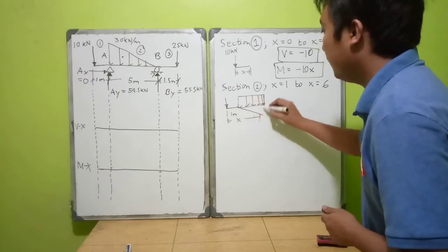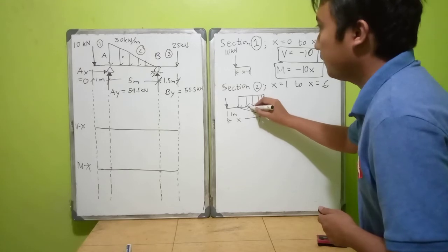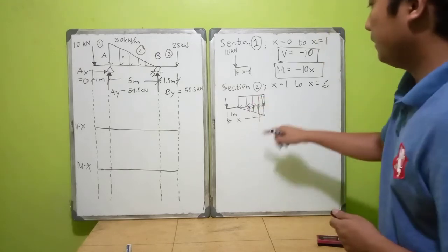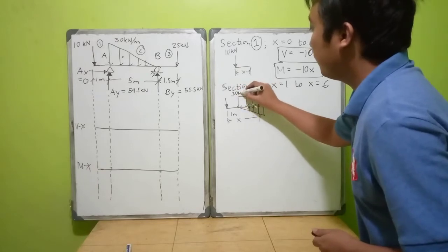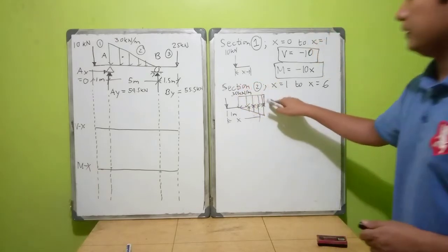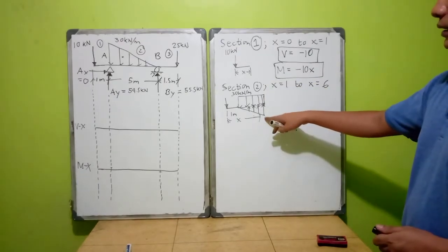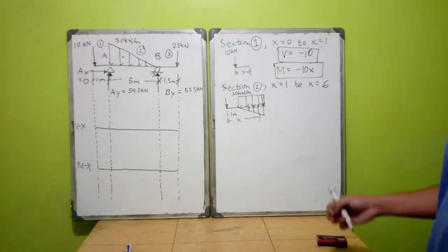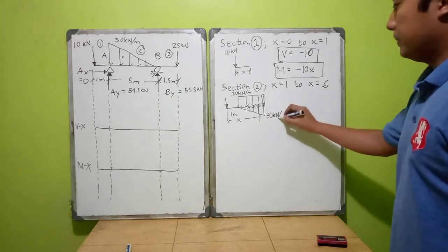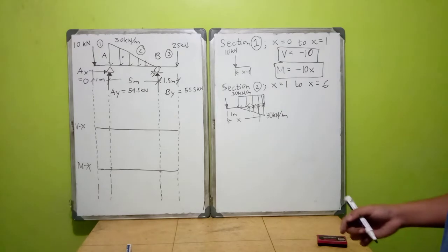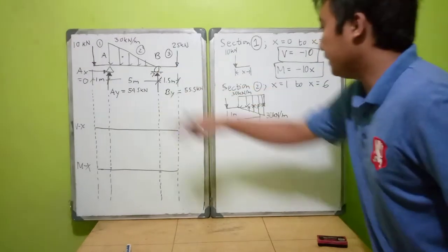Minus, and then we have a counteracting upward force, so that it will result like this. This will be a 30 kilonewton per meter downward rectangular force, and this will be a 30 kilonewton per meter upward force. So this will be equivalent to this.